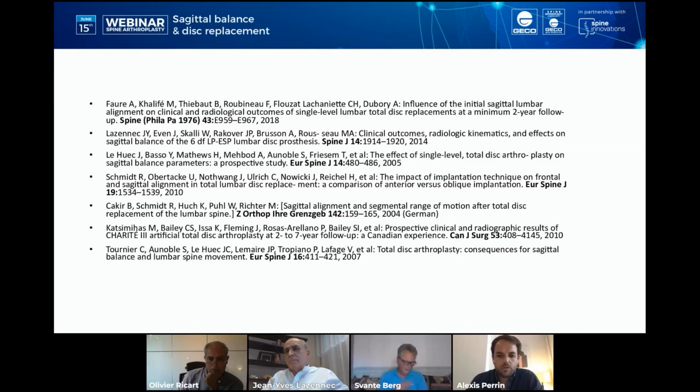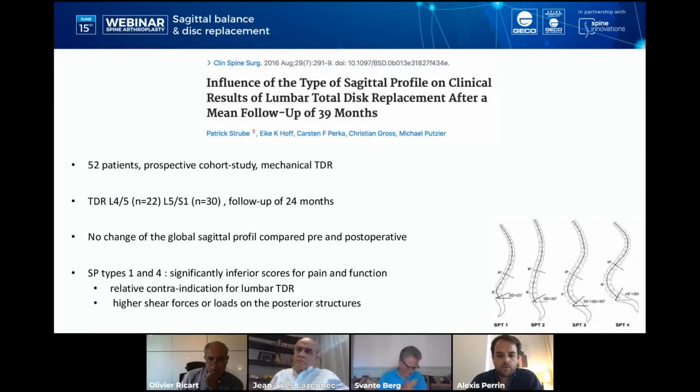Here are the sources I used. Now a study by Strub comparing Rousseau's sagittal profiles for TDR at 4.5 and 5.1. He found no change of the global sagittal profile comparing pre- and postoperative X-rays, and significantly inferior scores for pain and function for sagittal profiles type 1 and 4. So he concluded there is a relative contraindication for lumbar TDR because of higher shear forces or loads on the posterior structures for these sagittal profiles.